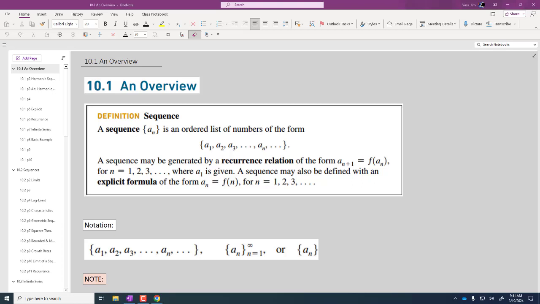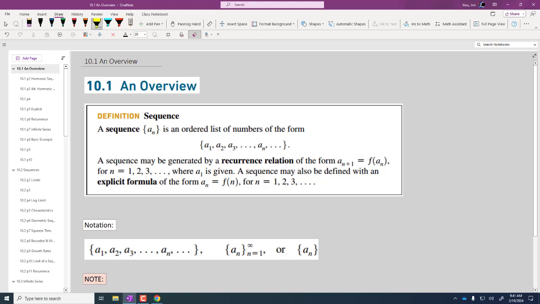Now it is possible in certain situations where you don't want to start with your counting at 1, you may want to start at 0. Totally fine. You could have A sub 0, A sub 1, A sub 2, etc. You could start it that way. Doesn't matter. It's just a list. And there are 2 ways that we are going to generate this list. One is with a recurrence relation, where you find a subsequent term from a prior term.